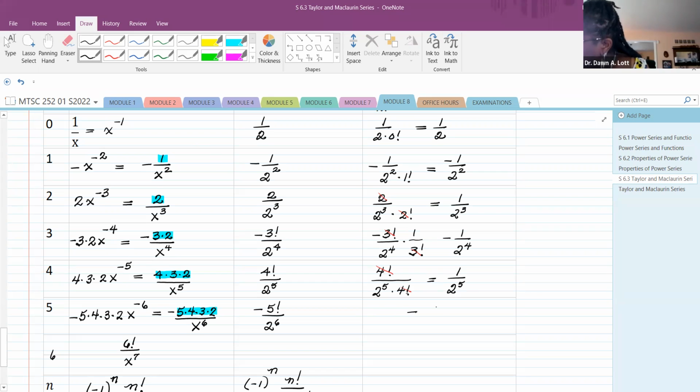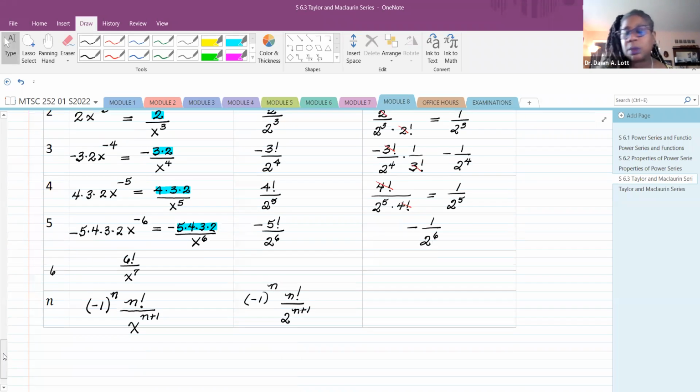This one's going to be -1 over 2 to the 6. And I can clearly see that all the factorials are going to divide out. And I'm going to get -1 to the n over 2 to the n plus 1.